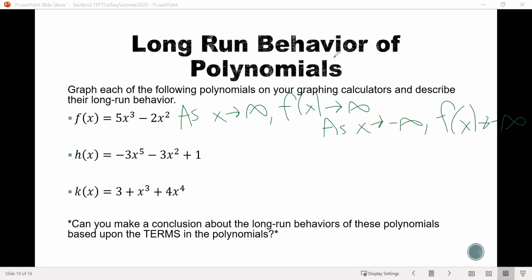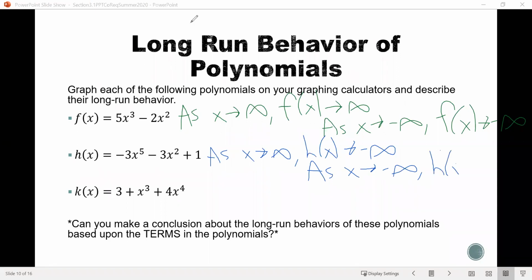For the second one, and I'll do this in blue, as x goes towards positive infinity, here we'd have f of x going towards negative infinity. And then as x goes towards negative infinity, here we would actually get that h of x, sorry, I wrote f of x, I meant h of x.